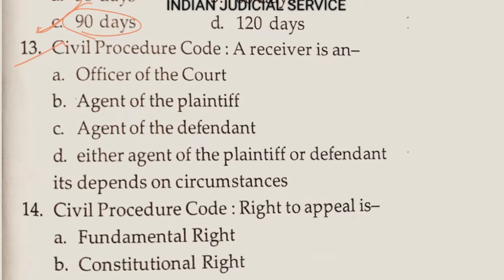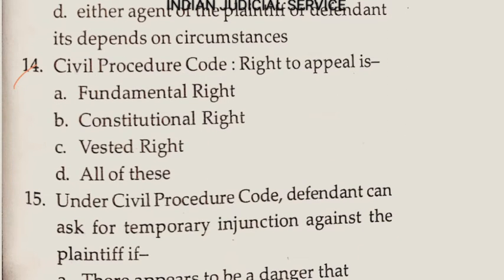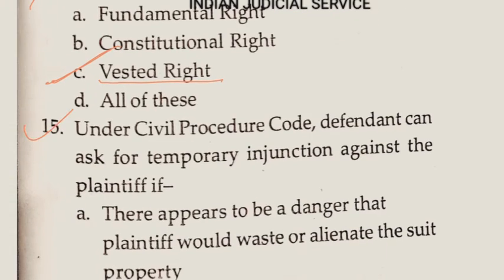Now question number 13, Civil Procedure Code. A receiver is an officer of the court. So the answer here is option A. Now question number 14, Civil Procedure Code. The right to appeal is a vested right. So the answer is here option C. Now question number 15, under the Civil Procedure Code, a defendant can ask for a temporary injunction.